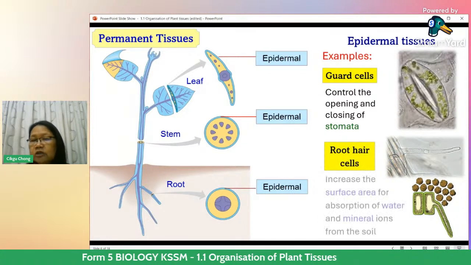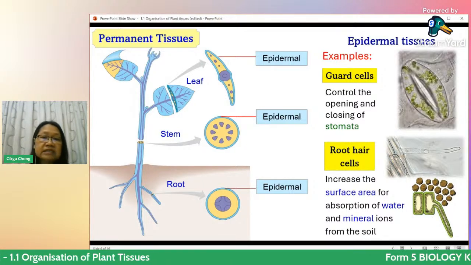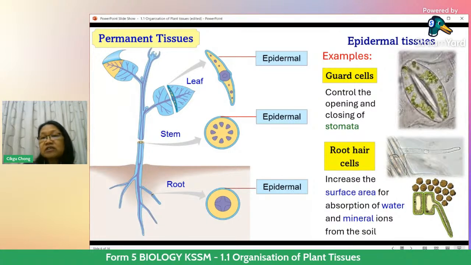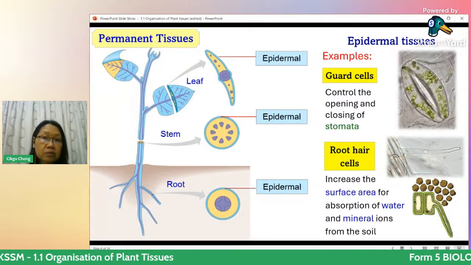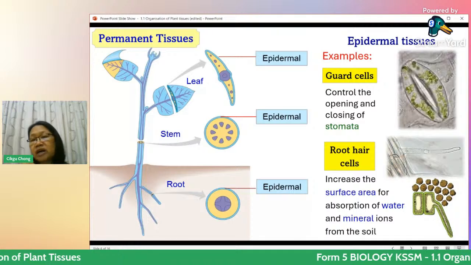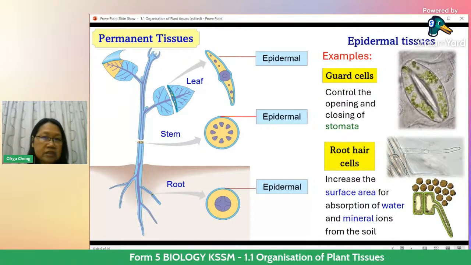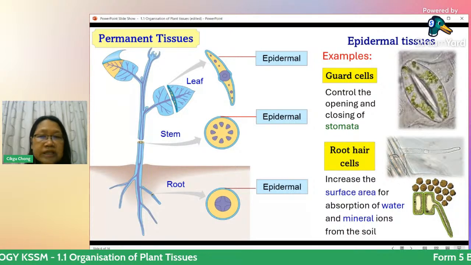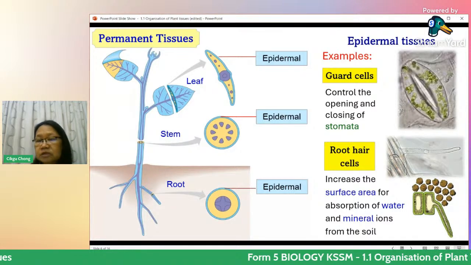Root hair cells. So what's the function of root hair cells? Why do you have that projection there? It is to increase the surface area. Anything that is protruding gives you extra surface. The extra surface is to increase the absorption of water and also mineral ions. So that's why you need projections here, to increase the surface area. Same thing like the villus in the small intestines. Okay, next. So you remember the two examples of epidermal tissues.